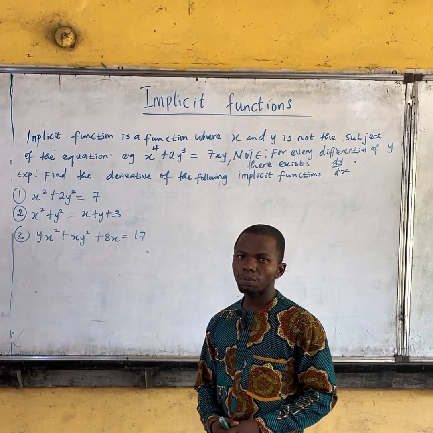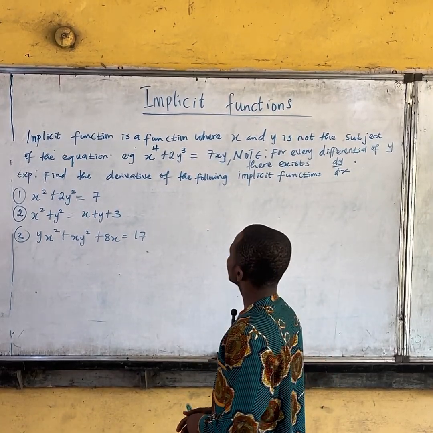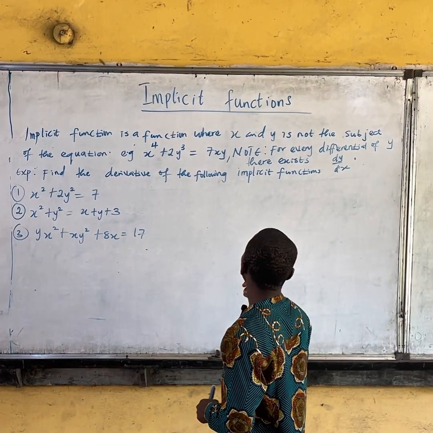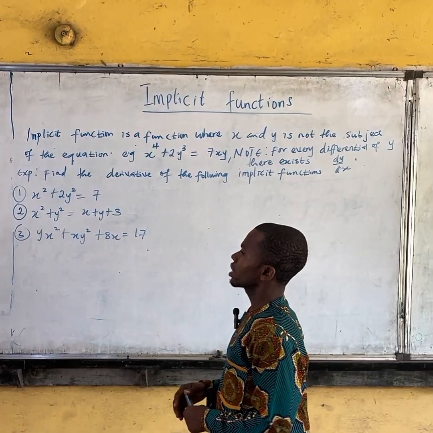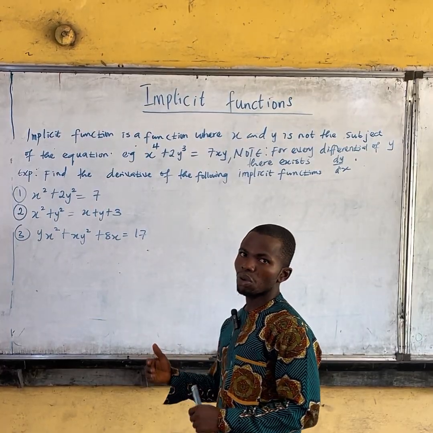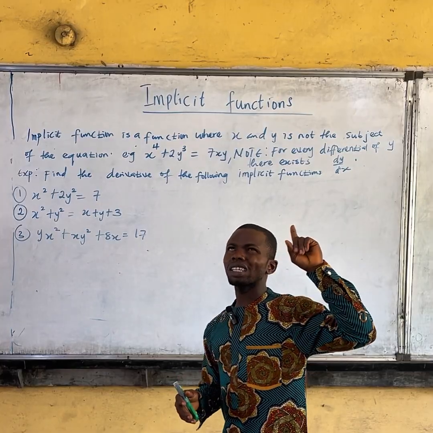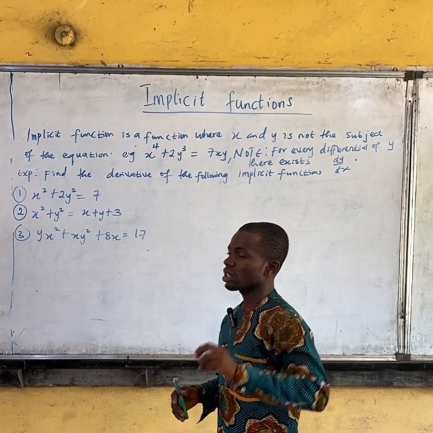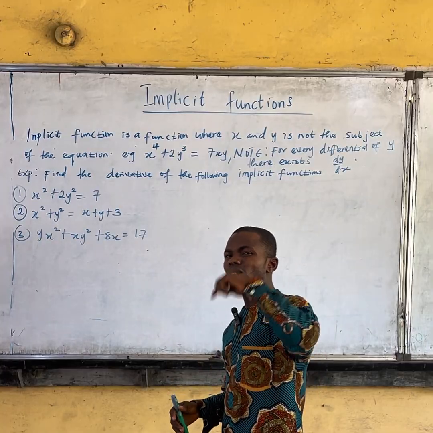Today we are doing implicit functions. An implicit function is a function where x and y are not the subject of the equation. Like if you observe the ones we have been doing before, we have y equal to. Don't forget, in my first video, when I was defining function, I said y is a function of x. So y is depending on x.